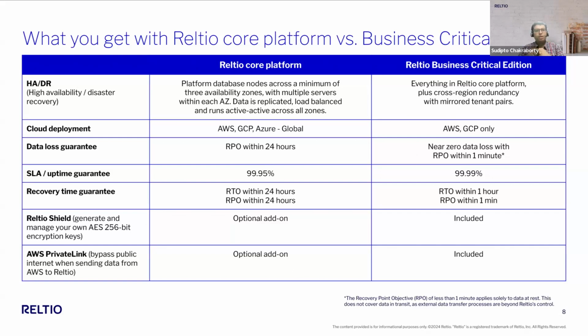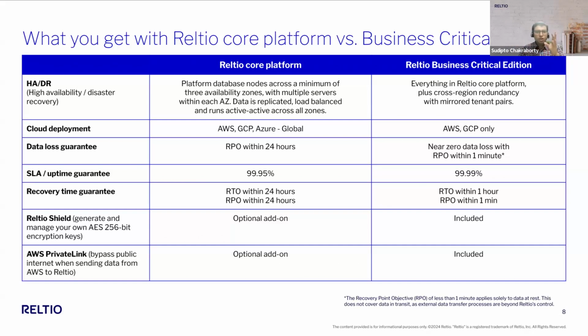Then for the uptime SLA, the core platform comes with 99.5 uptime SLAs, which is standard for many SaaS platforms. Whereas in BC, we offer 99.99 uptime SLAs, and we discussed what it means. 99.99 is roughly 1/10 the downtime of 3 nines, like 52 minutes versus 4.5 hours yearly. So this is the commitment we are making with BC.